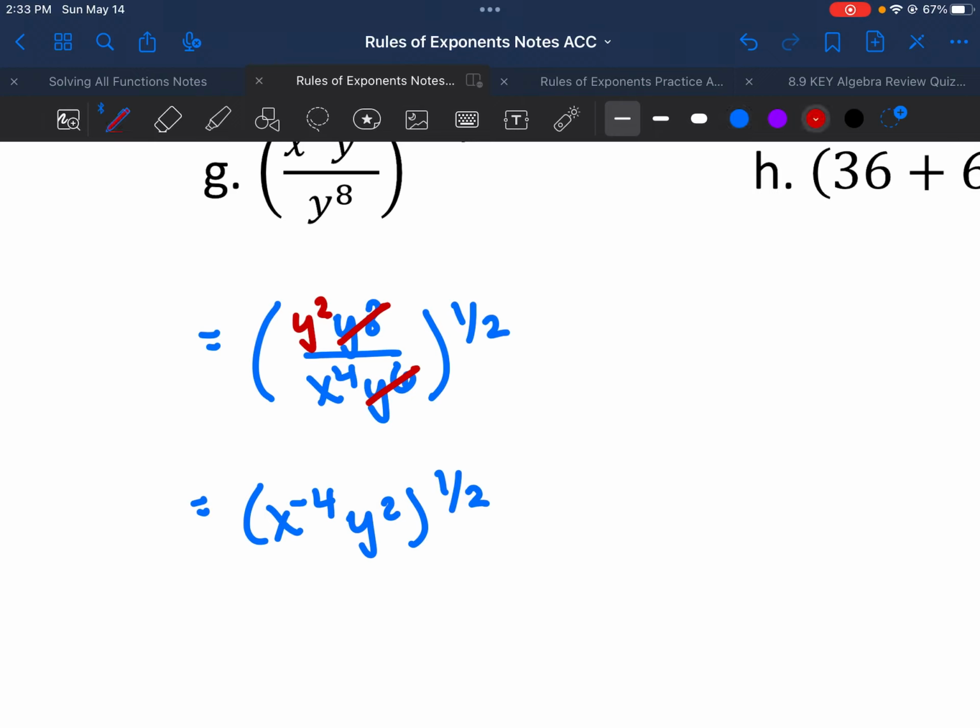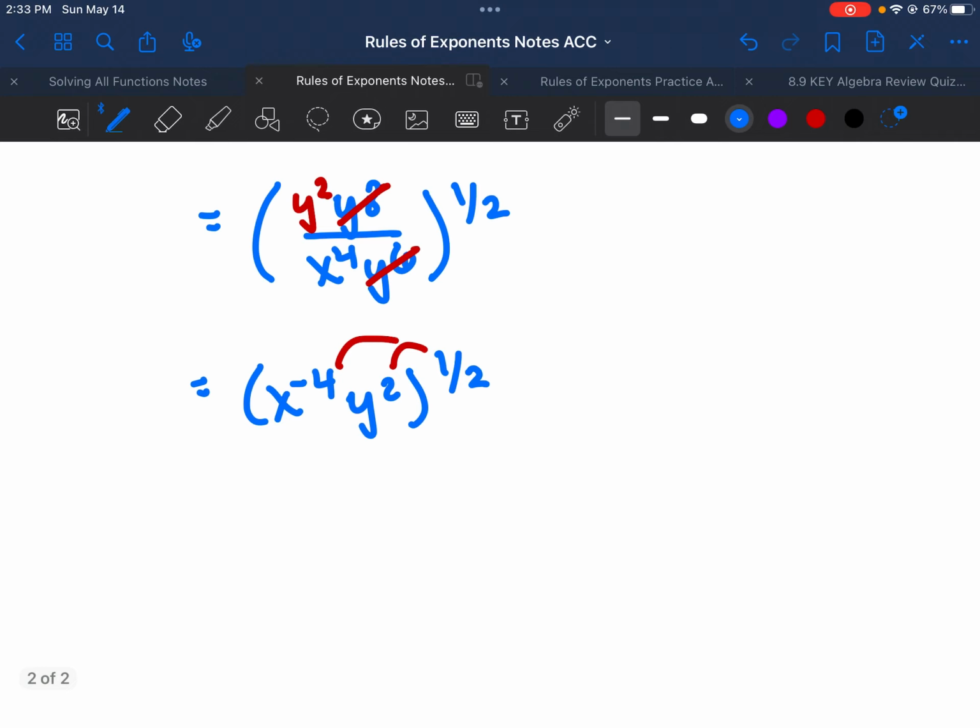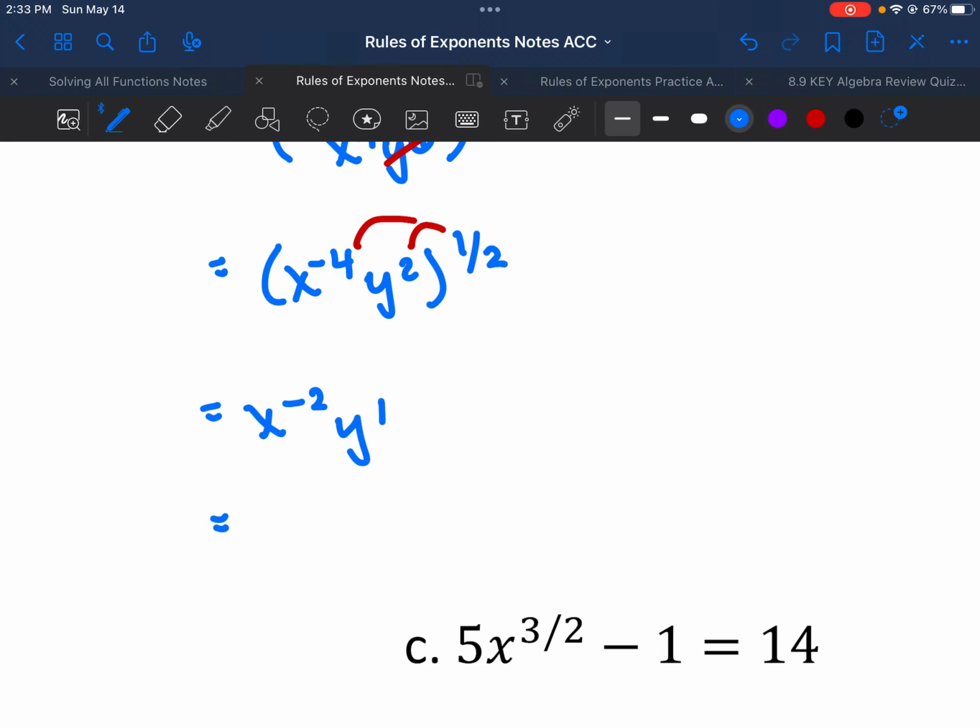And now I can take this 1/2 and distribute it to the other powers, because again, the only operation here is multiplication. So that's going to give me, power to a power, you multiply them, x to the -2nd, y to the 1st, and we can take that x to the -2nd and move it to the bottom because it's a negative exponent. So y over x squared.